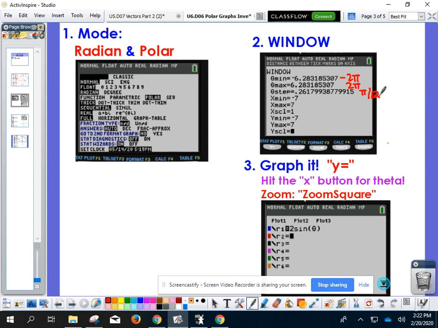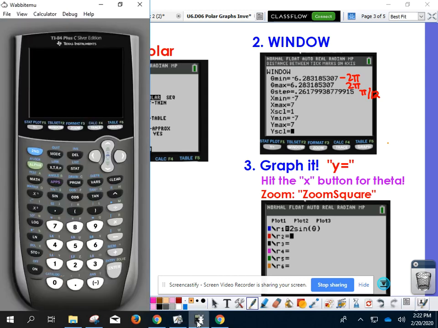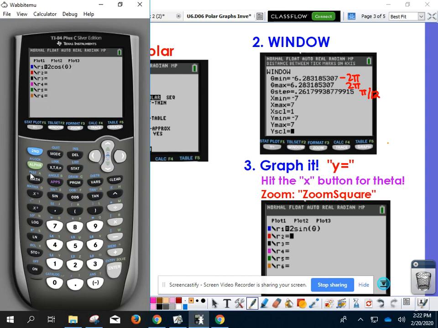And then your third step is you're going to go to that y equals button in your calculator. So if I go there, y equals, I've already got it typed in, but if I were to clear this out, I would just type in 2 cosine, and then the X button, because I'm in polar mode, is now going to show us the theta value that we need for radian mode. Then we're going to hit zoom square, and zoom square is going to be number 5, because it will show us a nice window, and hey, that looks just like the graph that we made. It is the equation of a circle on the polar plane.